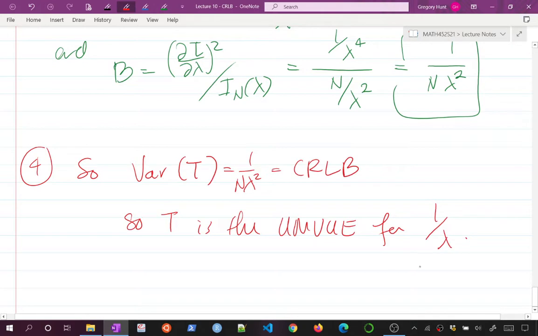So you can almost always tack on this kind of caveat. You always have to specify what you're estimating. It's unbiased for lambda, it's unbiased for 1 over lambda, it's unbiased for log of lambda, right? In the same way, you have to specify what the Cramer-Rao lower bound is for. This is a CRLB for 1 over lambda, and this is the UMVUE for 1 over lambda. But that's basically the homework and test question.